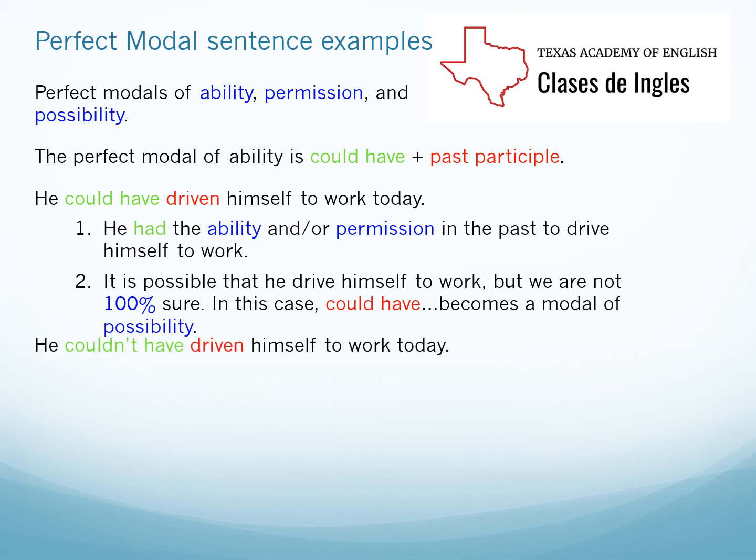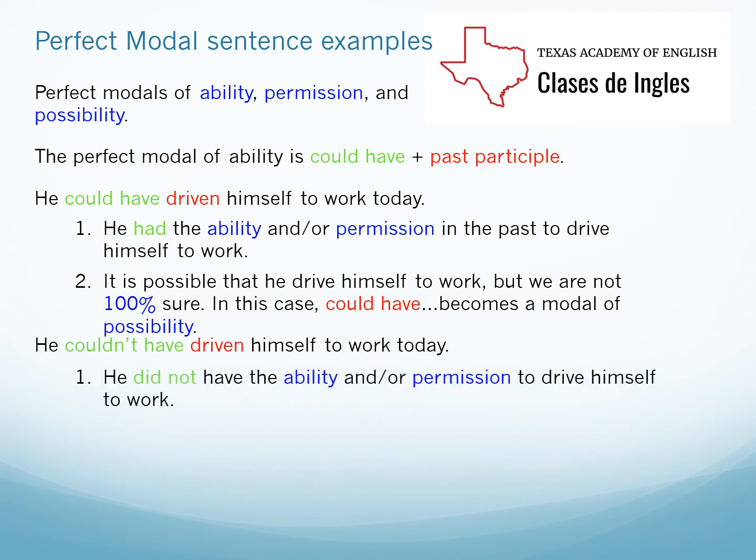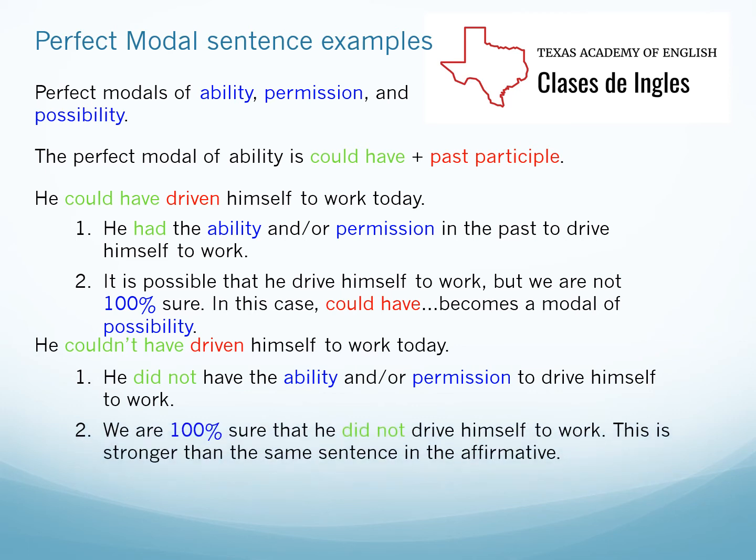Another example in the negative would be: he couldn't have driven himself to work today. And the explanation would be he did not have the ability and/or permission to drive himself to work. We could also say we are not 100% sure that he did not drive himself to work. This is stronger than the same sentence in the affirmative.